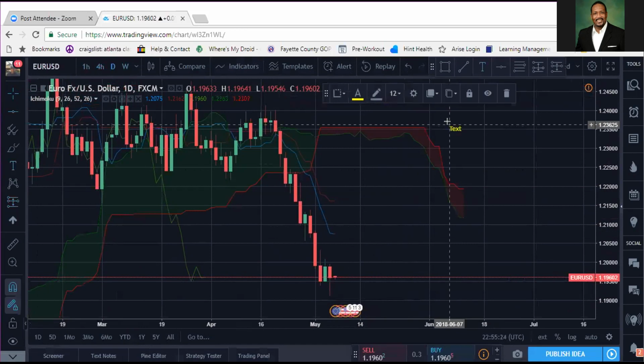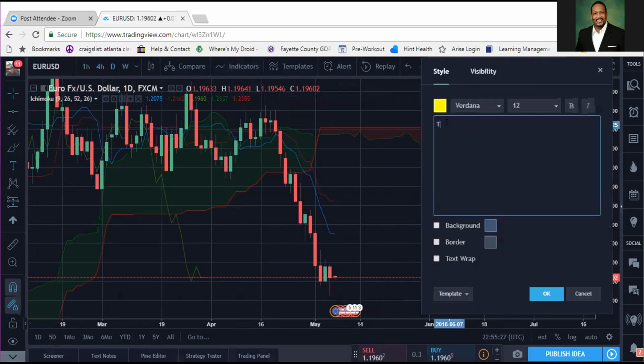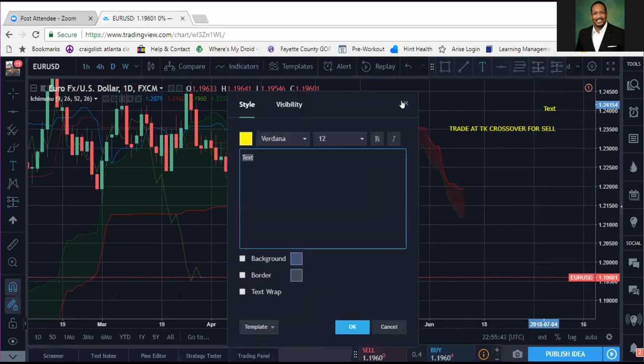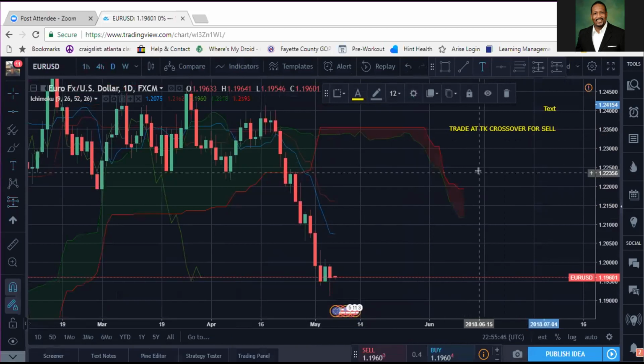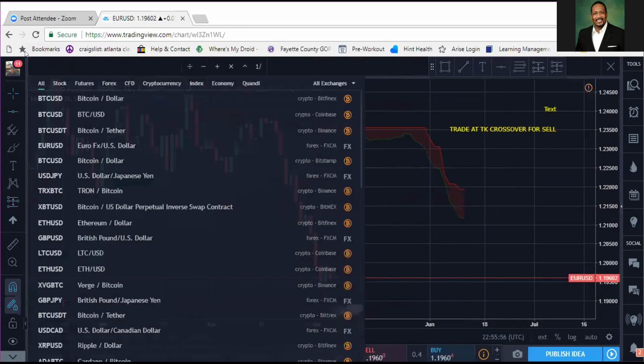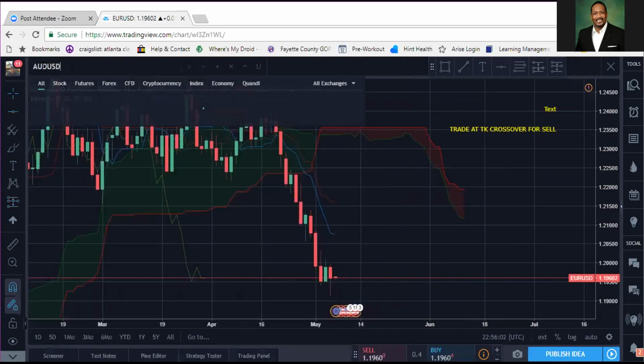You could put, let's see, trade at TK crossover for sell. I can put a notation to myself, so when I come back to here, this can be a reminder, and it doesn't go away if I switch the pair. This is how you switch the pairs: you just type up here what you want. Let me see, AUD USD.